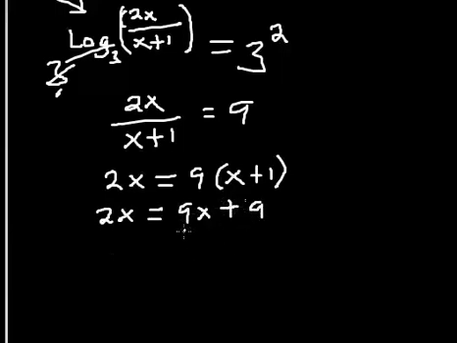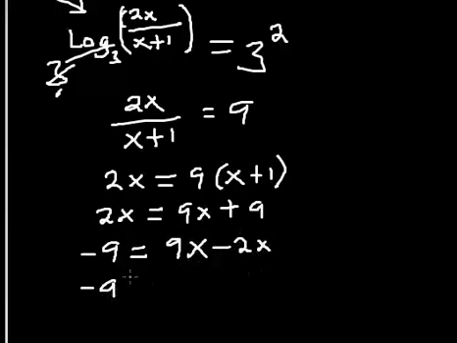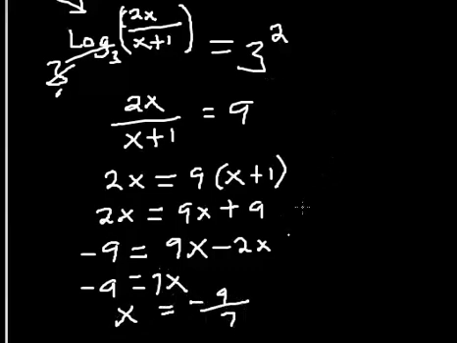Rearranging the equation, I can take 2x to this side and take 9 to the other side, or vice versa. So minus 9 is equal to 9x minus 2x, and that gives me 7x. So I have minus 9 equal to 7x. So my x is going to be equal to minus 9 all over 7. All right, so that is just it. Now going back to the law I just used, this is actually a law, right?